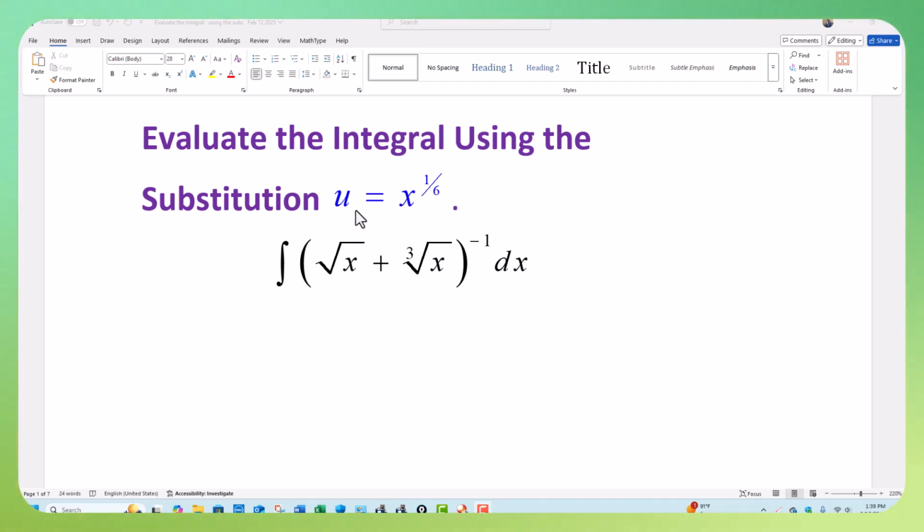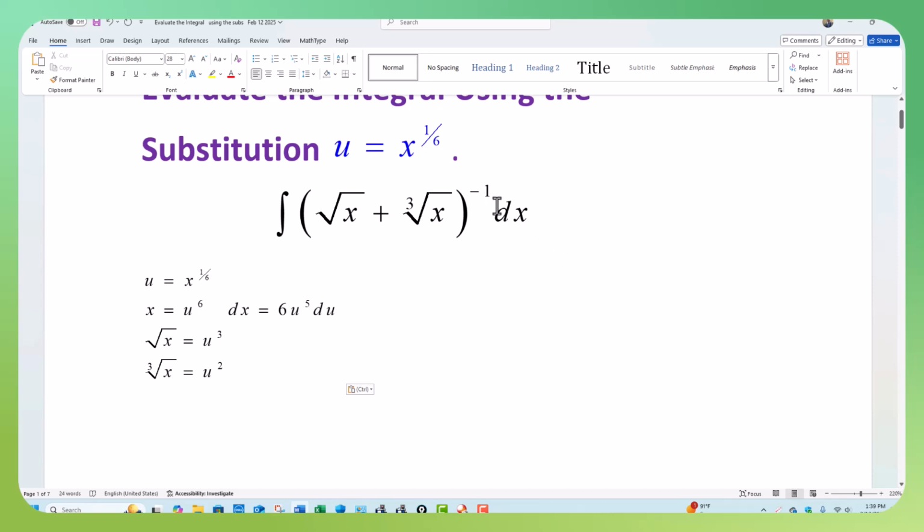If I square both sides of this substitution, I get u squared equals x to the 2/6, which is x to the 1/3. Of course, it's the cube root of x. And eventually I'll get a representation for dx. So this is what we have on the left over here. There's my substitution, u equals x to the 1/6. Take both sides to the 6th power, I get x, and then from that I get dx.